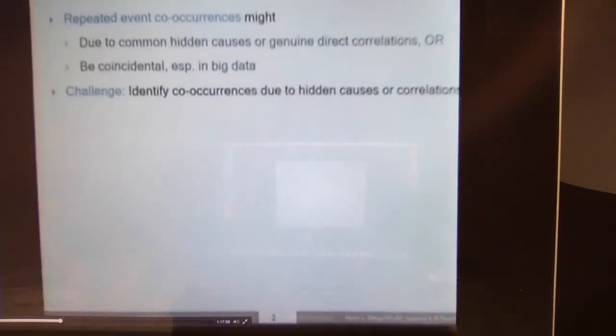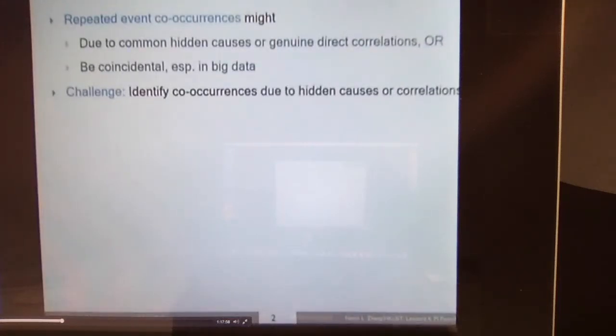Now if you've got a few events that happen together again and again, that will typically make us think about why that happened. Sometimes it could be due to a common hidden cause, or sometimes it could be purely coincidental. So it would be quite interesting to distinguish between those two cases and try to identify co-occurrences only due to some hidden cause. It's interesting, but it's very challenging.